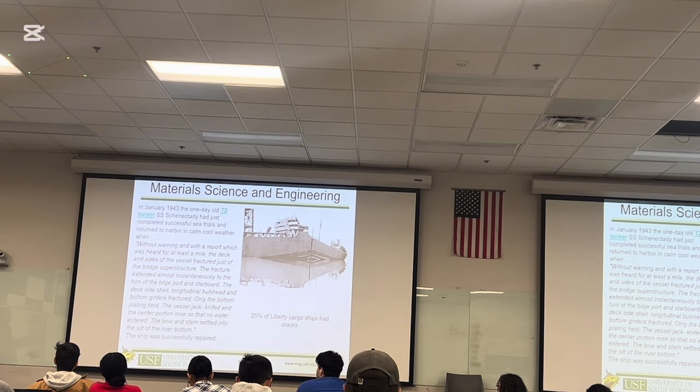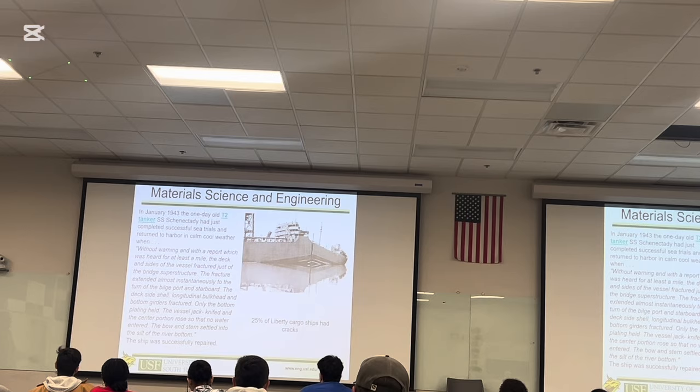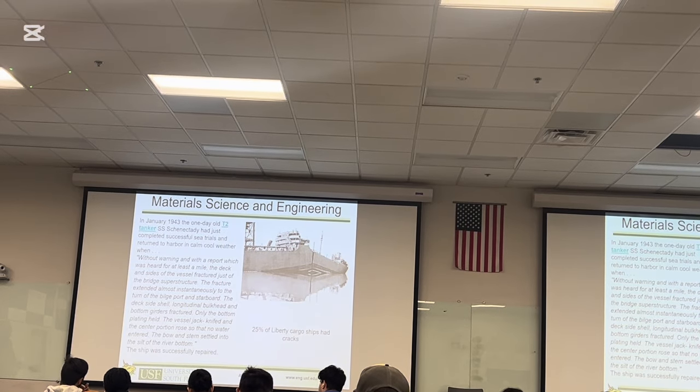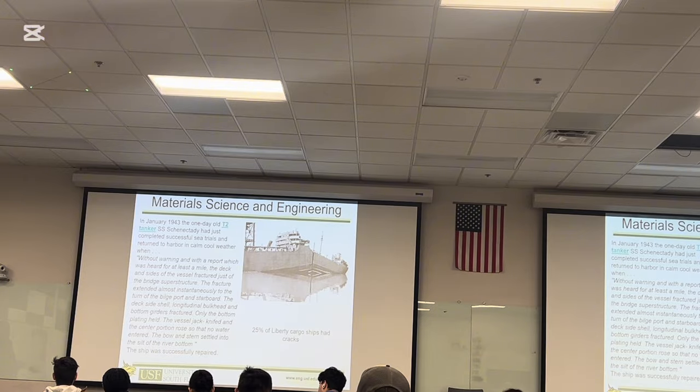So 25% of those Liberty ships had cracks in them, and the main reason was that they had to be built very fast during the Second World War, and they used welding, and the welding joint provided a continuous path for the crack to propagate, unlike before when they used rivets. So the crack would propagate from one rivet to the other, and then would stop.